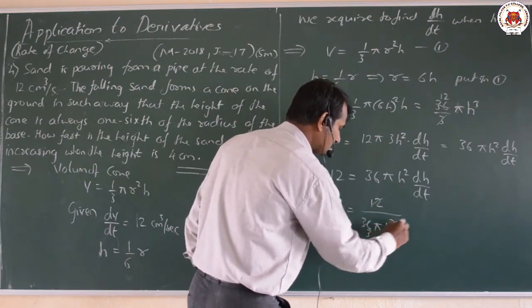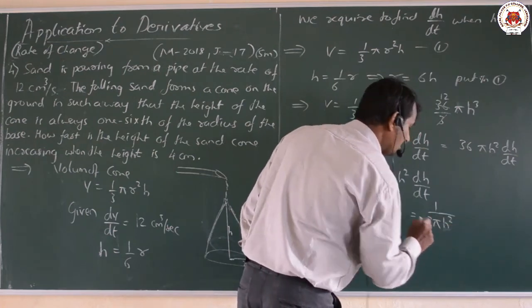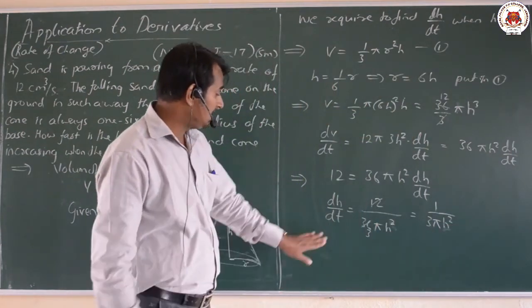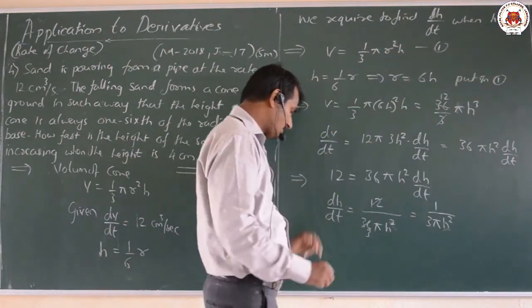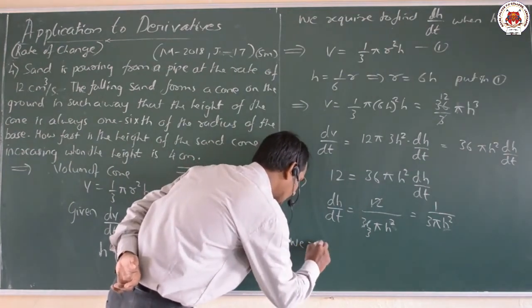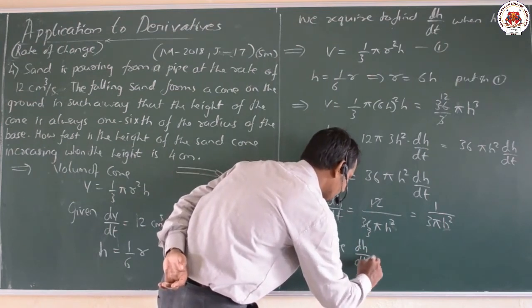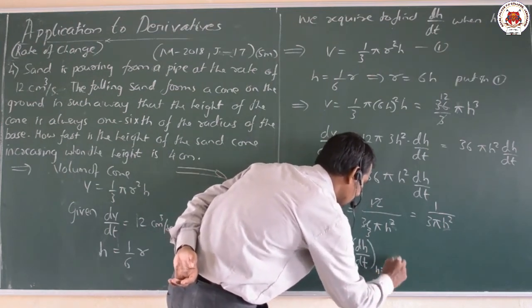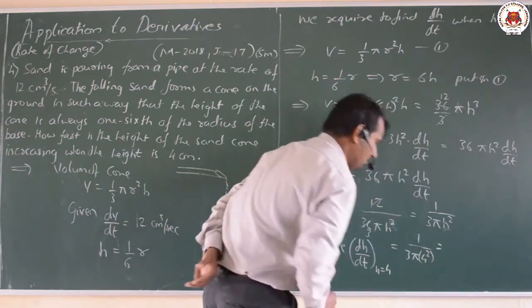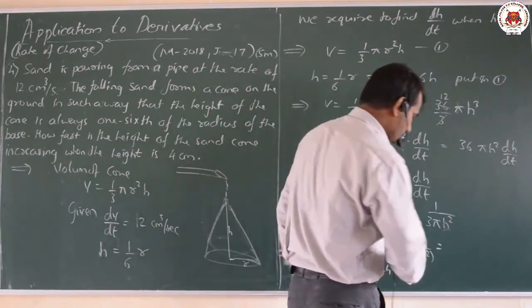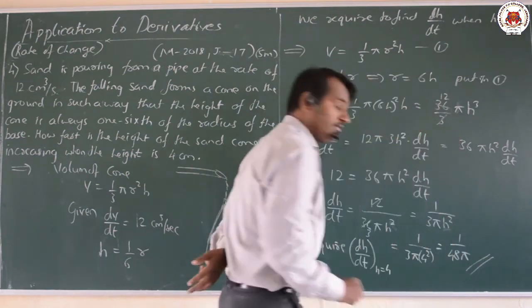12 ones are 12, 12 threes are 36. The value will be 1 by 3 pi h square. But the problem is not over. Why? Because I require dh by dt when h is equal to 4 centimeter. So dh by dt at h is equal to 4 is equal to 1 by 3 pi into 4 square, which is 16 into 3, that is 1 divided by 48 pi. That is the required result.